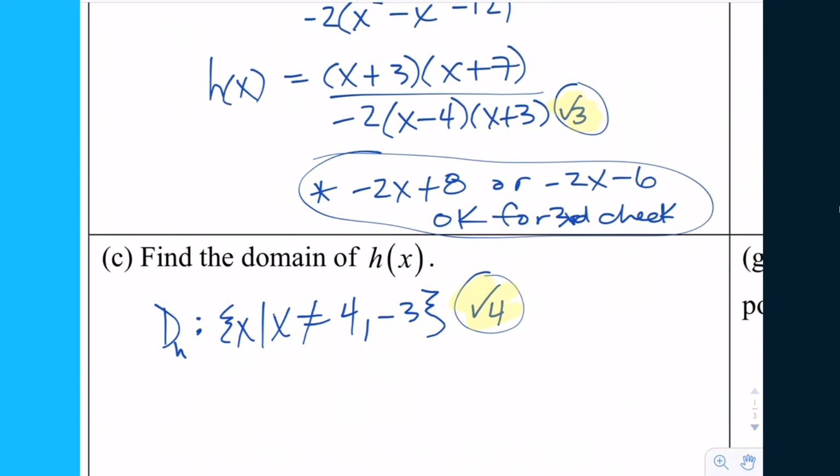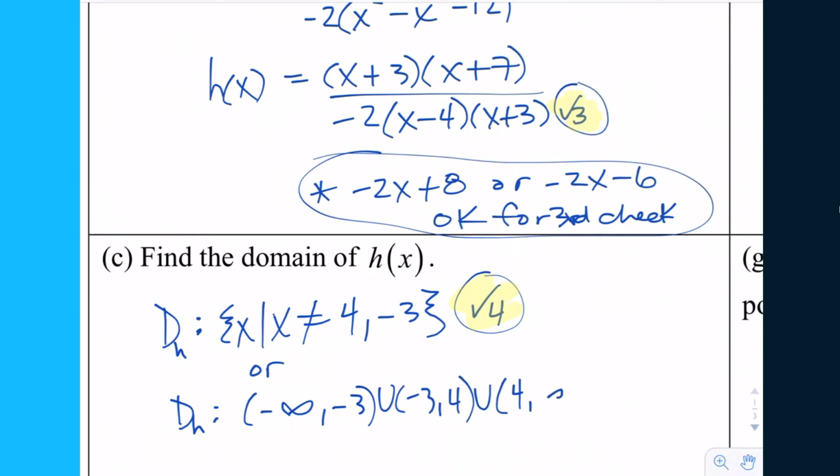Or you could say the domain of h is going to be from negative infinity to negative 3, union negative 3 to 4, union 4 to infinity. Either one of those.